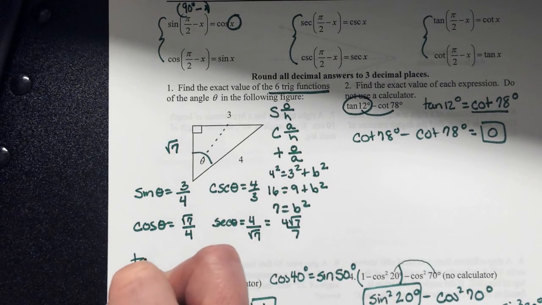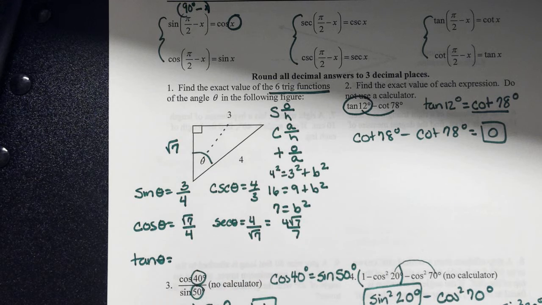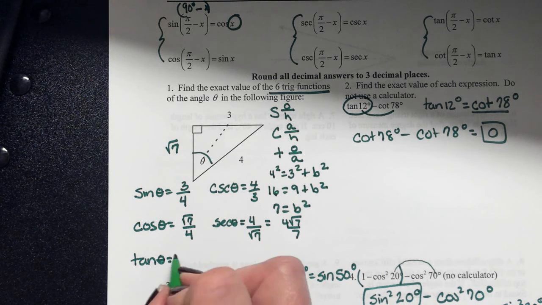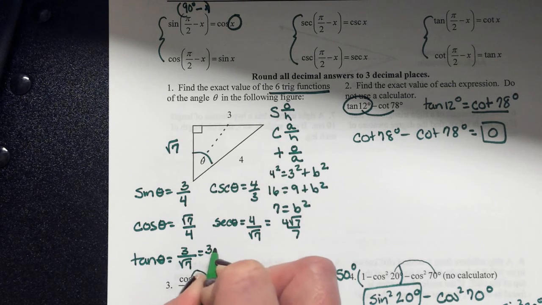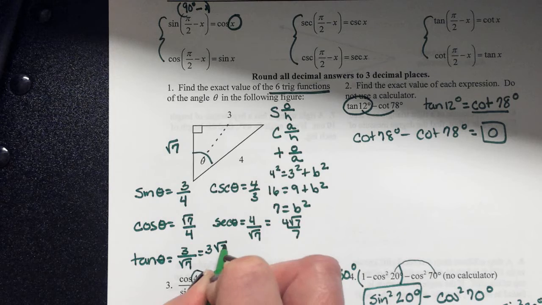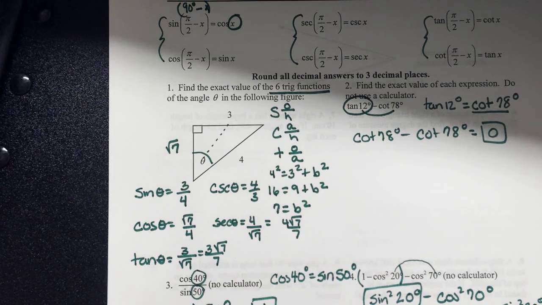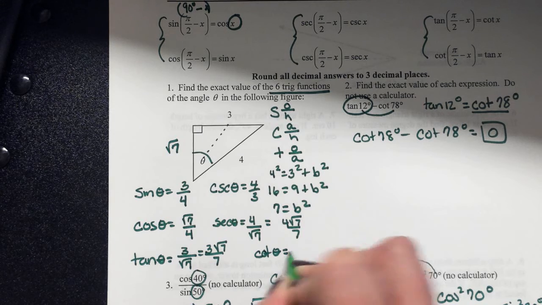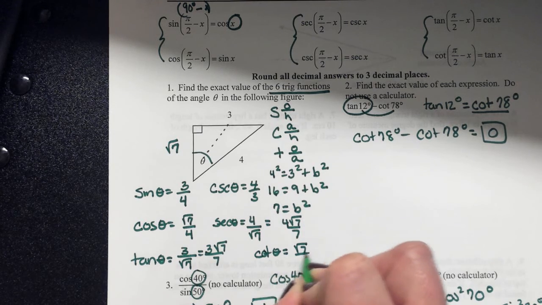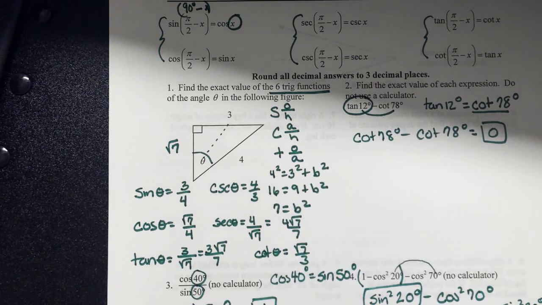Tangent is the opposite over adjacent. So tangent's going to be 3 over square root 7, or when I rationalize that, that'll be what? 3 square root 7 over 7. And then finally, the cotangent, square root 7 over 3. Remember, make your life easier. Use that unrationalized form of the tangent. So any questions on setting up the 6 trig ratios before we get into using these to solve?